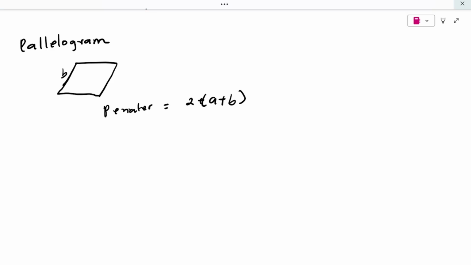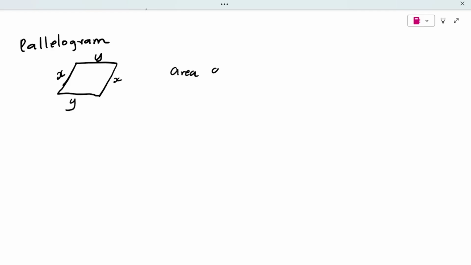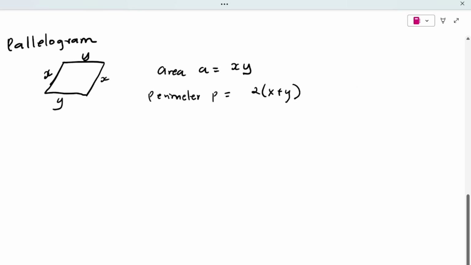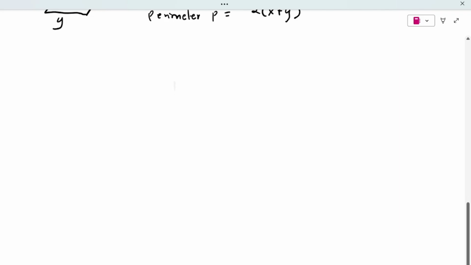Let me change it first so that you're not confused. So let's start again. The parallelogram has four sides. So the area A is equal to xy, while the perimeter is going to be 2 times (x plus y), because it has four sides and opposite sides are equal, so it has to be 2 times all the sides. Let's go to the next one.